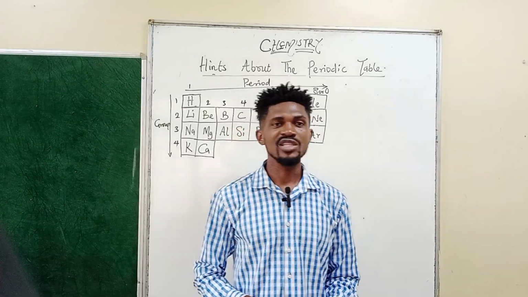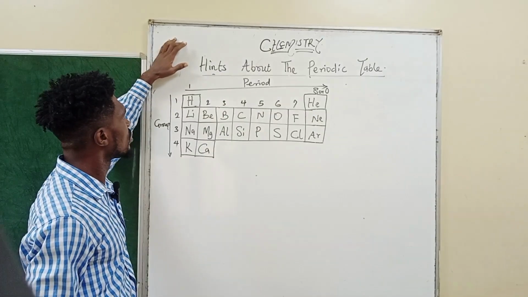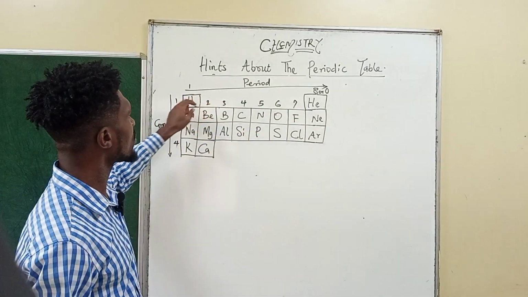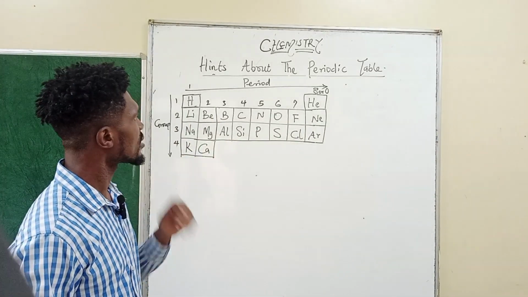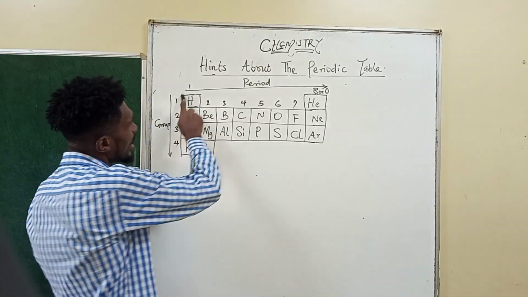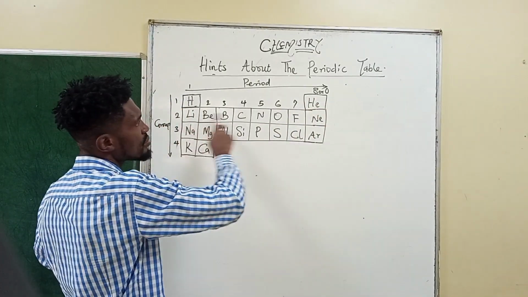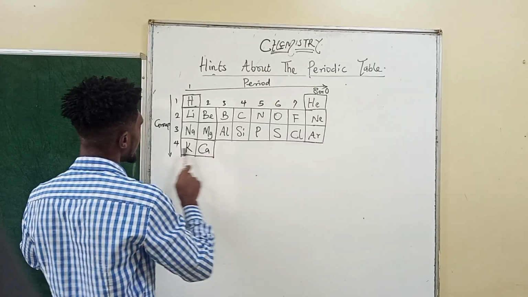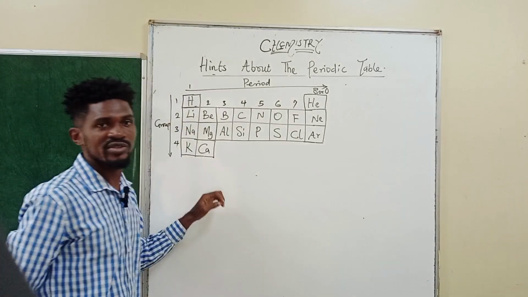Hi, so today we're going to be treating hints on the periodic table, and I've actually drawn the first 20 elements on the periodic table. The table we are seeing here represents the first 20 elements. Moving from left to right, you call it a period. So we have period 1, 2, 3, then 4. Then we have group 1, 2, 3, 4, down to group 8 or group 0.